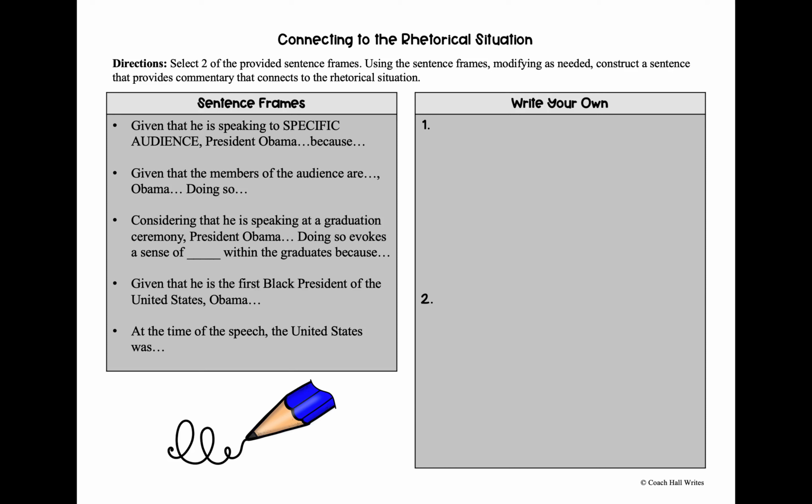All right, so that was a quick walkthrough of how to use the sentence frames. Now, if you're following along with the video, I would like you to pause the video at this time and write 2 sentences of your own using 2 different sentence frames that have been provided. When you're done, go ahead and hit play so that you can resume the video.